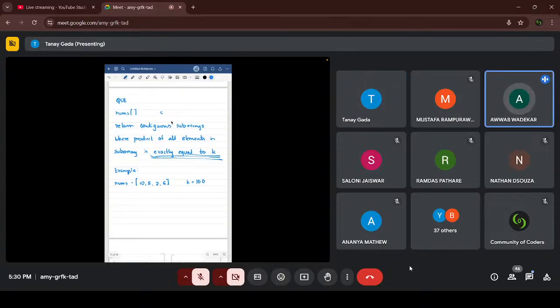Strictly less than k was the previous question. This question is exactly equal to k. We would start with left and right pointers, then keep adding elements, and if it is greater than k, we remove the left side. If it is equal to k, we simply add that subarray and move forward, incrementing right. When it goes greater than k, we increment l, and when it's still lesser than or equal to k, we increment right.